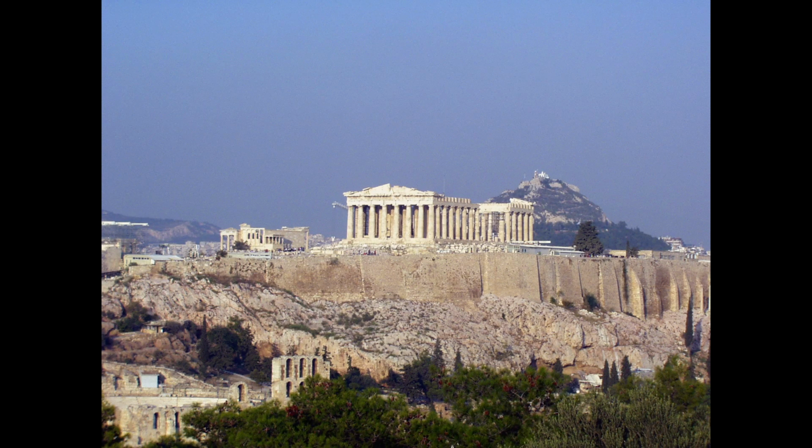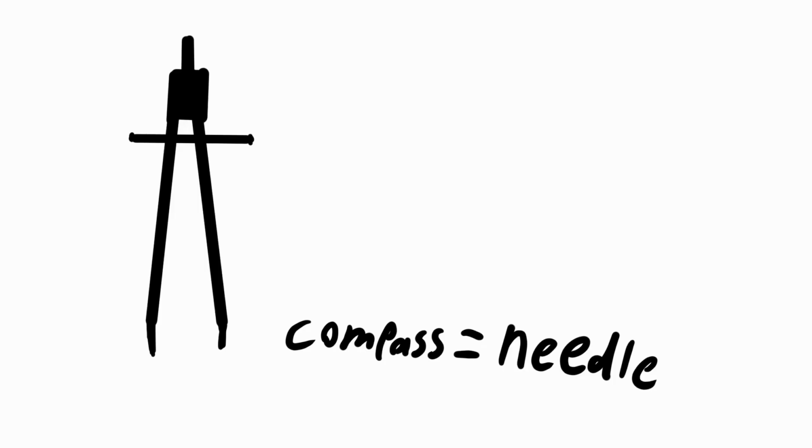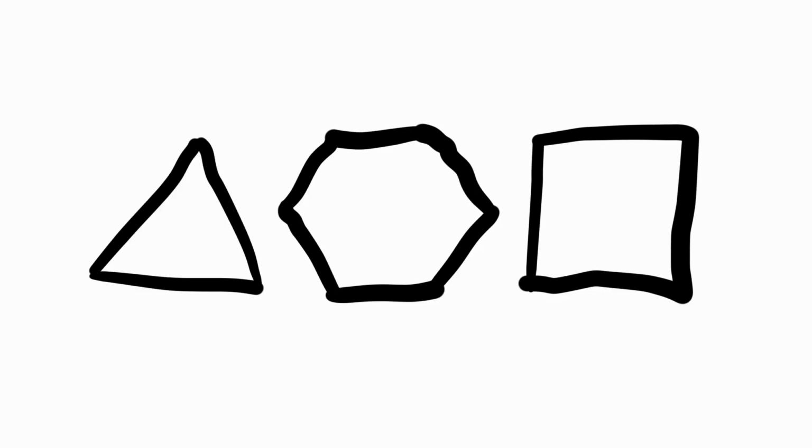Here's today's scenario. You wake up in Athens circa 400 BC, and you hear this buzz around town about this new game or challenge thing. A friend of yours hands you a pair of needles and a straight edge, and explains that you have to make these different shapes. You're supposed to make a perfect triangle, hexagon, square, and the real difficult one is a pentagon.